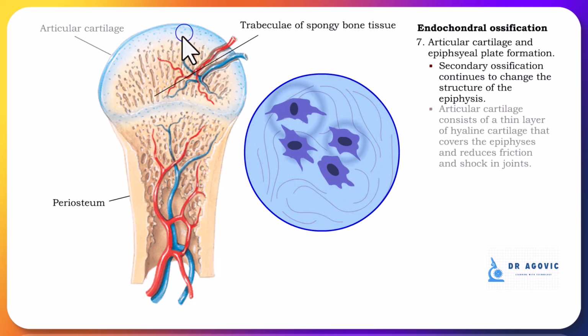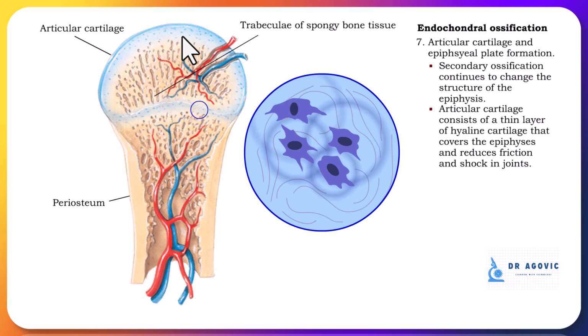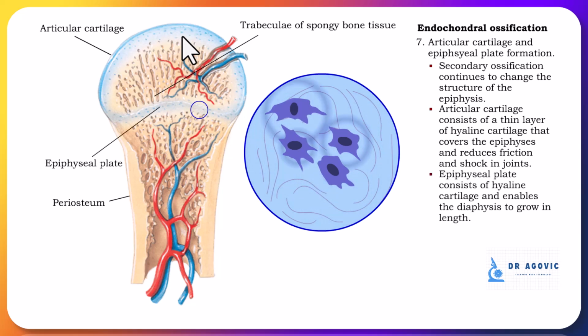The change to the epiphysis also forms the epiphyseal plate, which is a layer of hyaline cartilage that enables the diaphysis to grow in length.